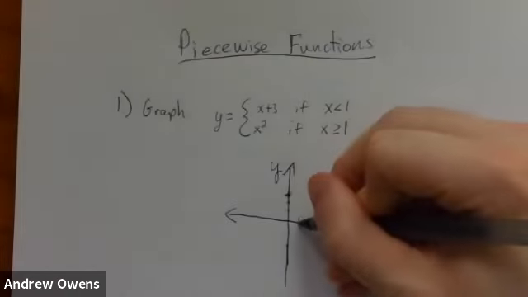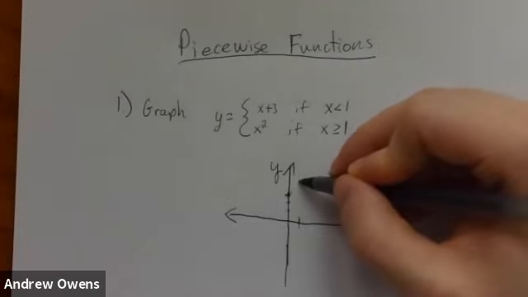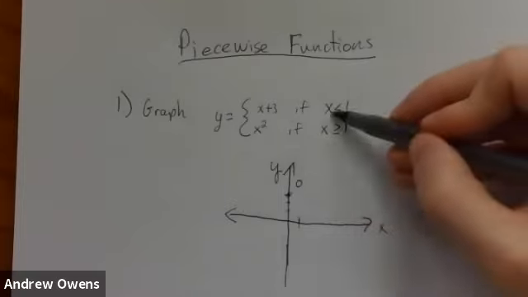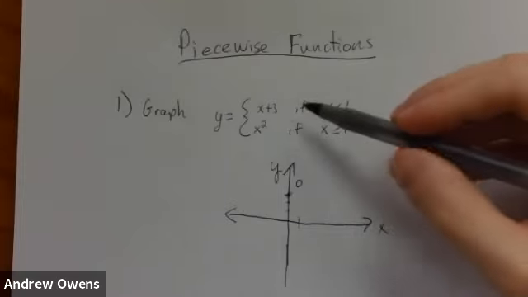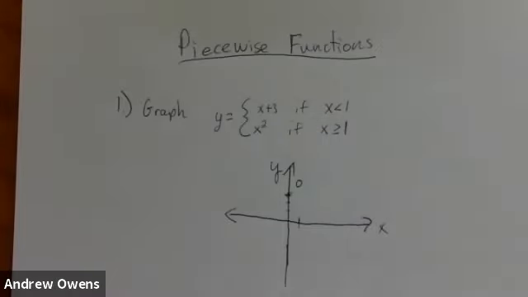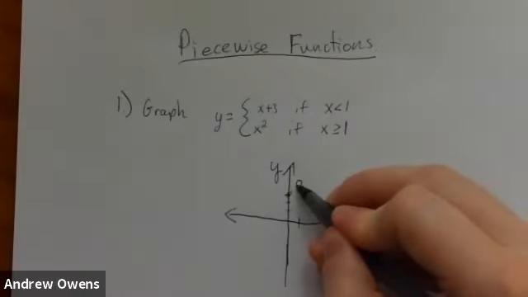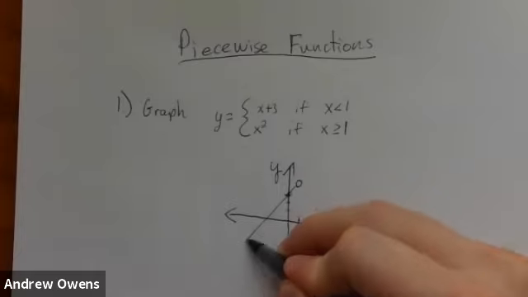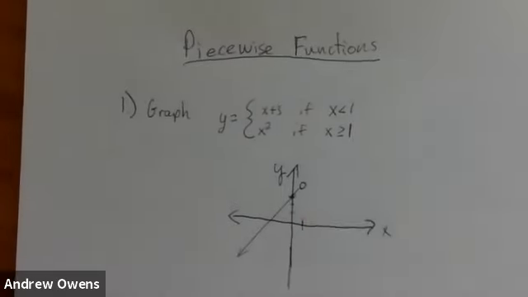And at x equals 1, this goes up to 4. I am going to draw an open circle here because we have x is less than 1, so we do not use the value x is equal to 1 for this rule. And we can draw our linear equation just like that.